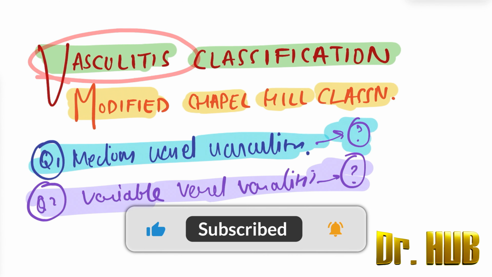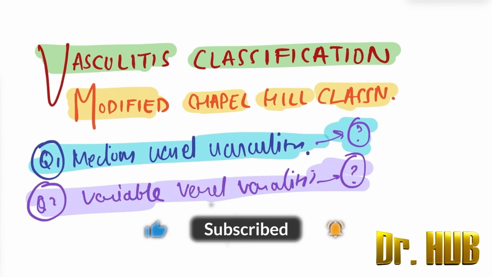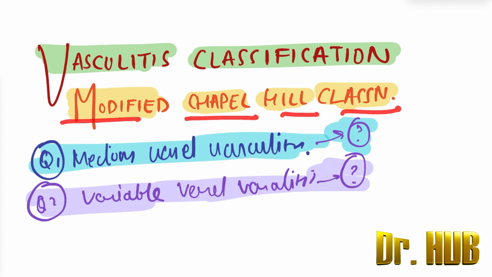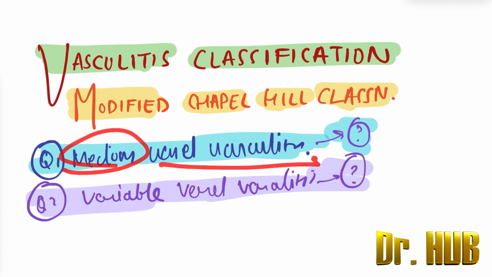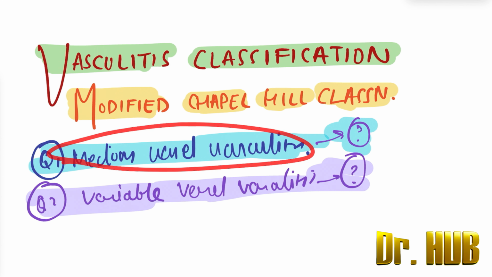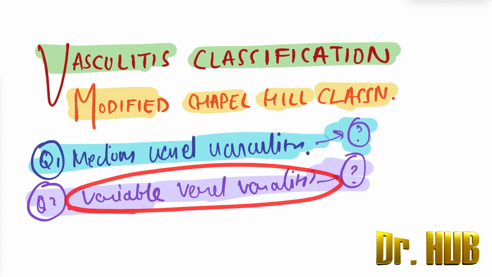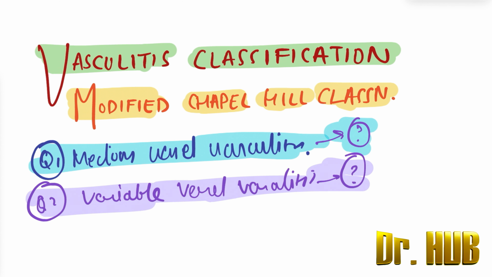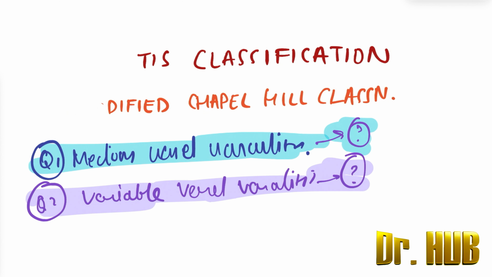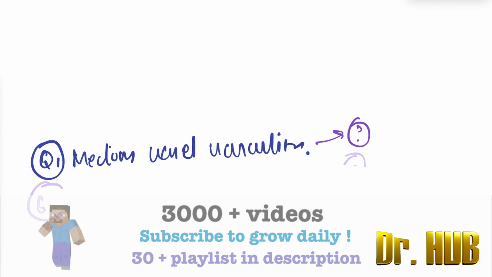Let's look at the vasculitis classification, that is the modified Chapel Hill classification. So we have some questions. The first one is, what is the medium vessel vasculitis and what are the disorders coming under this category? And the second one is, what are the variable vessel vasculitis? So in this video we'll find answers to these questions and learn in detail about this topic.